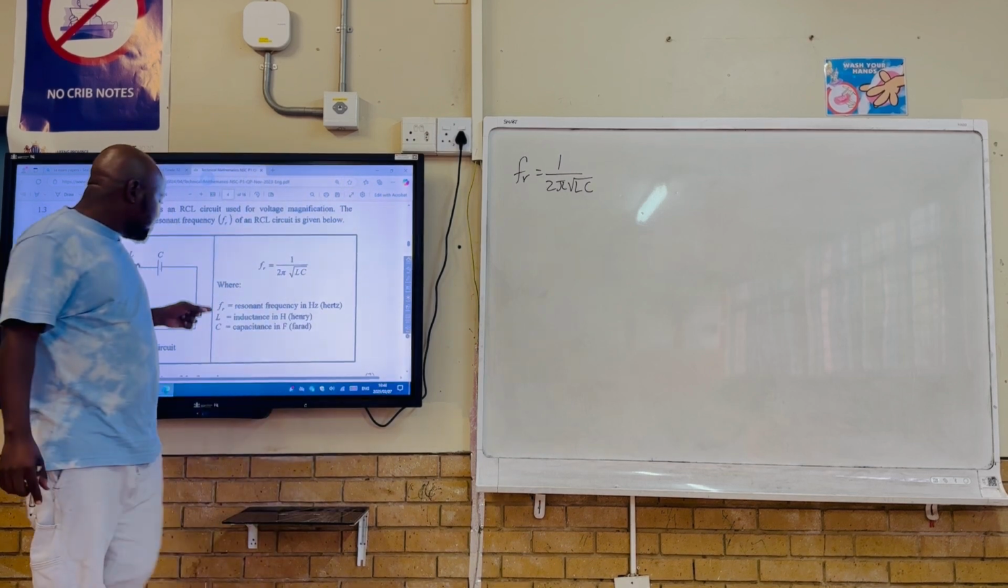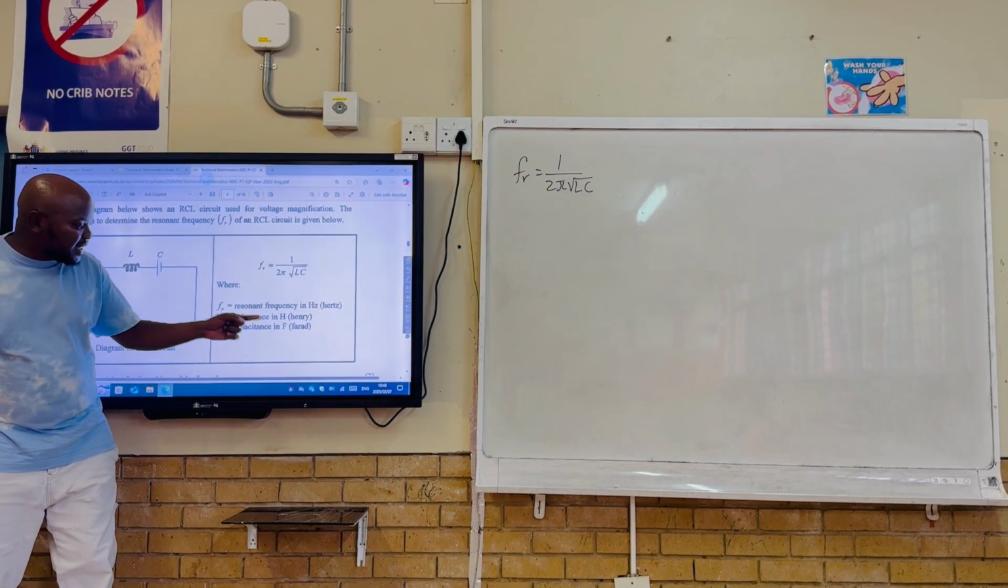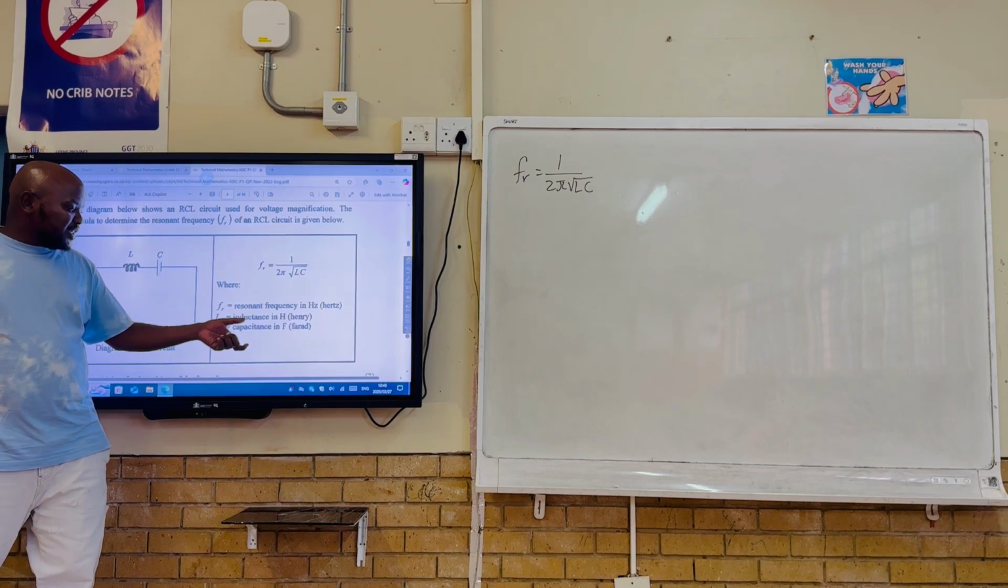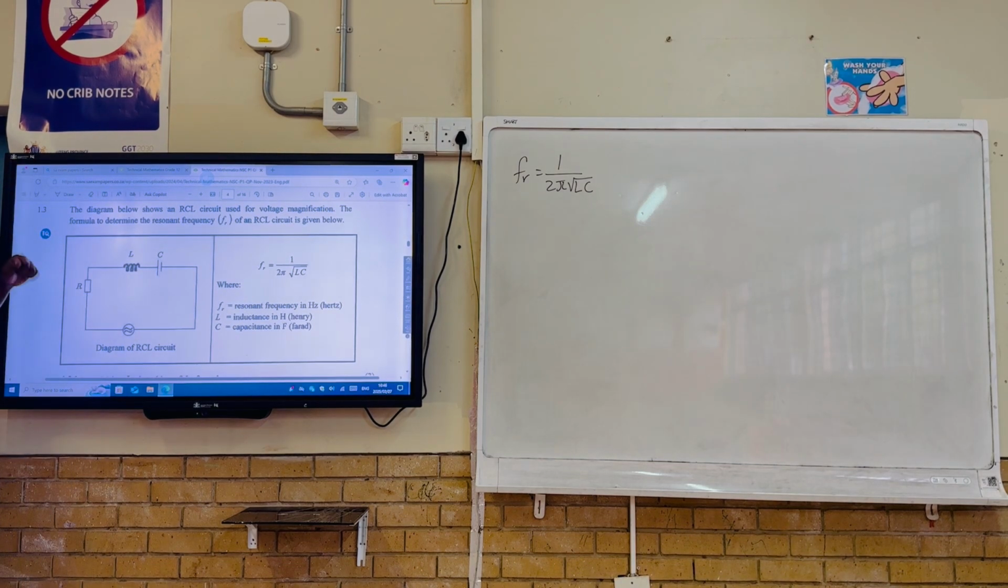L is for the inductance in Henry. C is for the capacitance in Farad. Now we'll scroll down to the question.